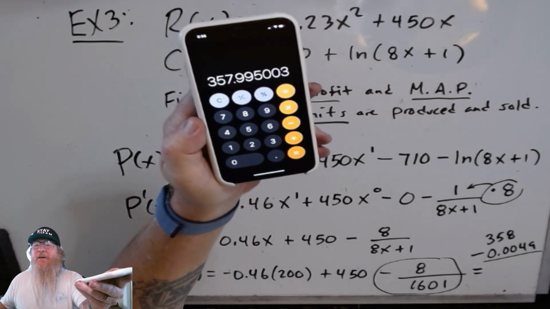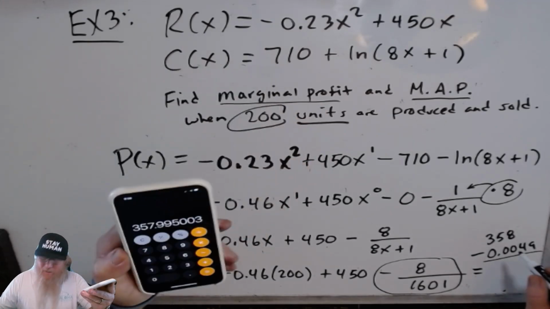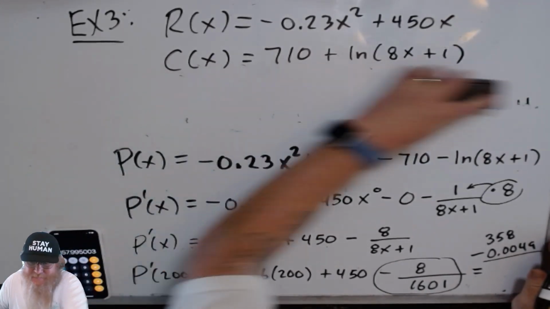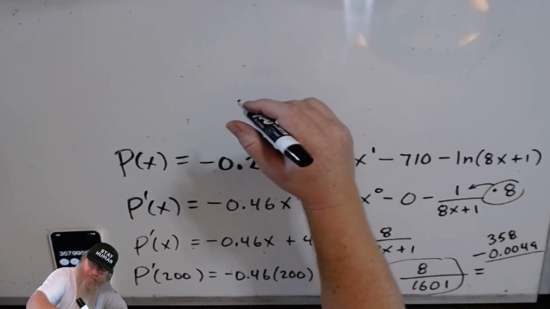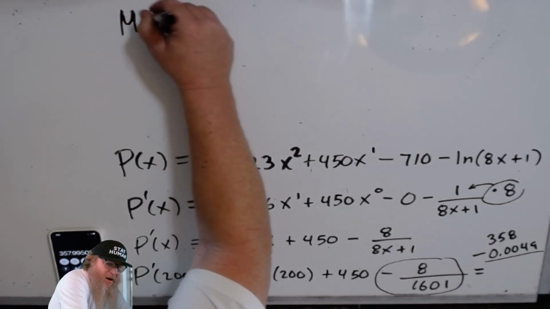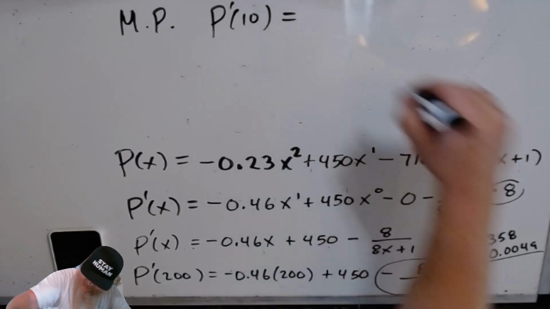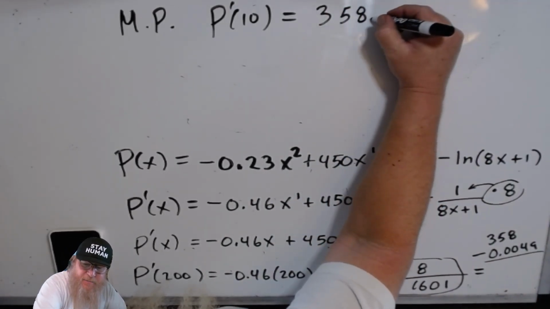So it's 357.995, which is still 358. So marginal profit at 10 units is $358.